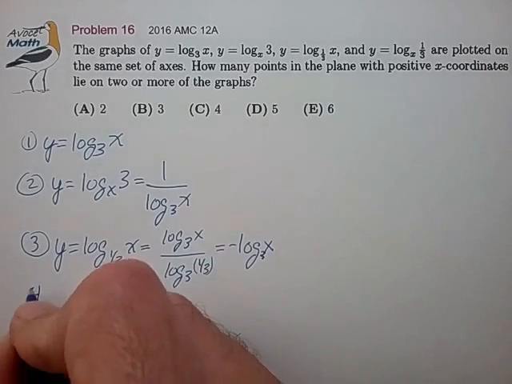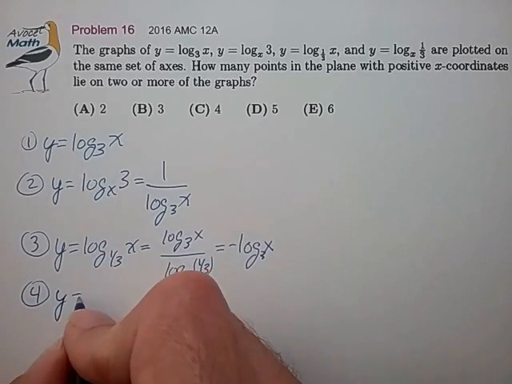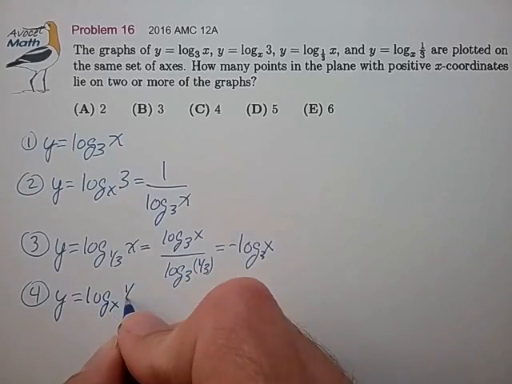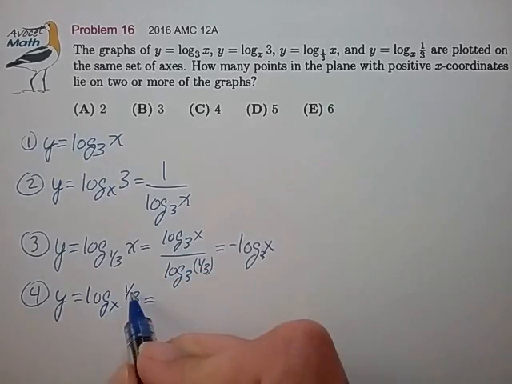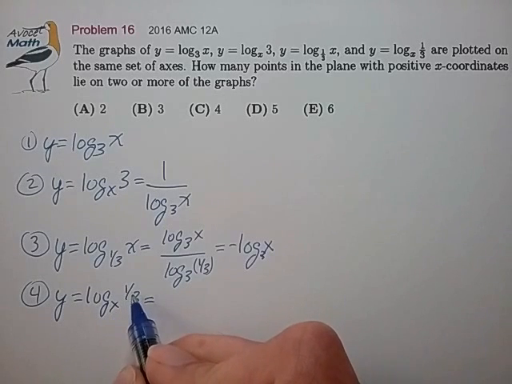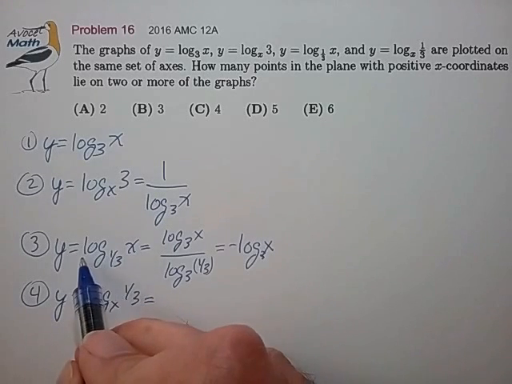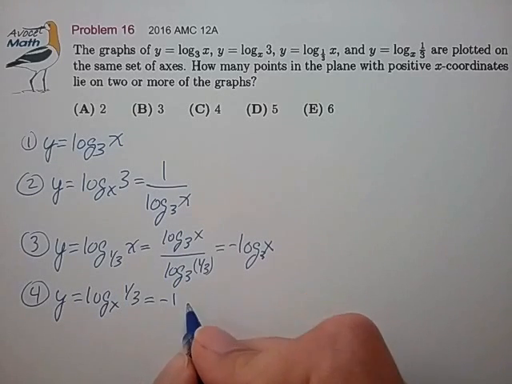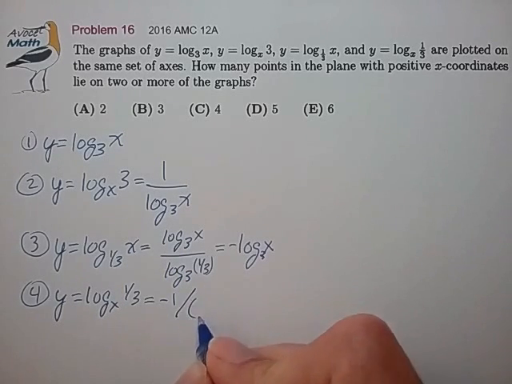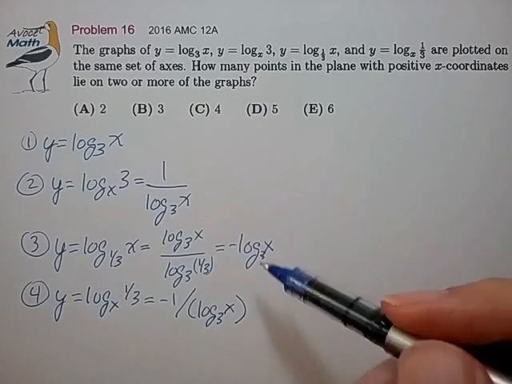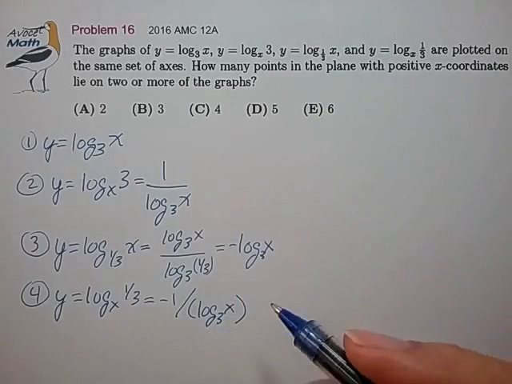The last equation is y equals log to the base x of 1/3. Here again we can just flip the bases, x with 1/3, which just gets the reciprocal of equation number 3. So we quickly find that this is equal to minus 1 divided by log to the base 3 of x. So it looks like we have all the information now to graph these pretty quickly.